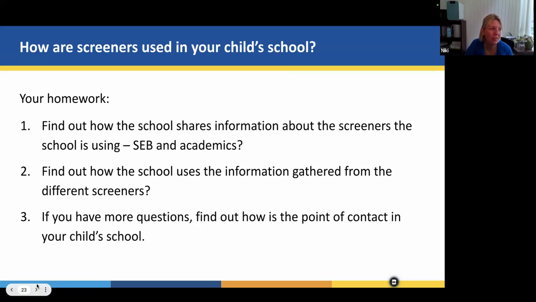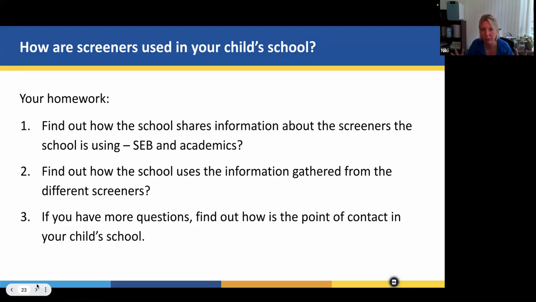But your homework here is to find out how the school shares information about the screeners the school is using, both social, emotional, behavioral, and academics, and to find out how the school uses the information gathered from different screeners. I would want to know how you are using this information, just to make sure that we're not using those screeners to be prescriptive.